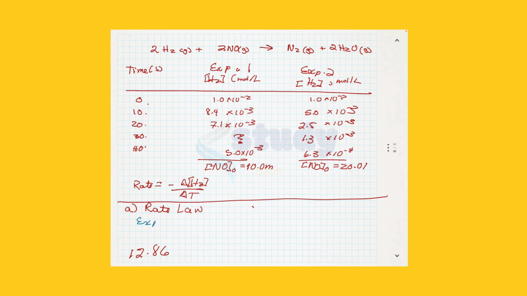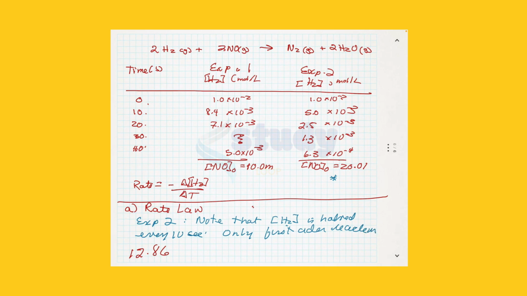In experiment 2, which is this column of data right here, we can note that our H2 concentration is halved every 10 seconds. So only first order reactions have a half-life that's independent of concentration.